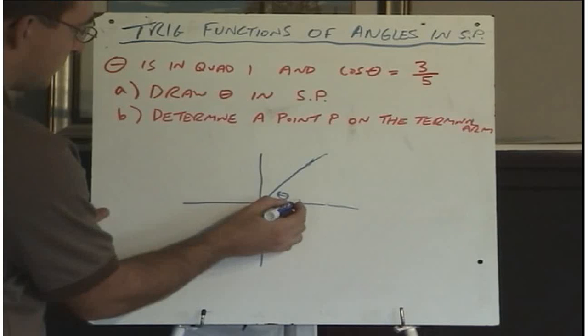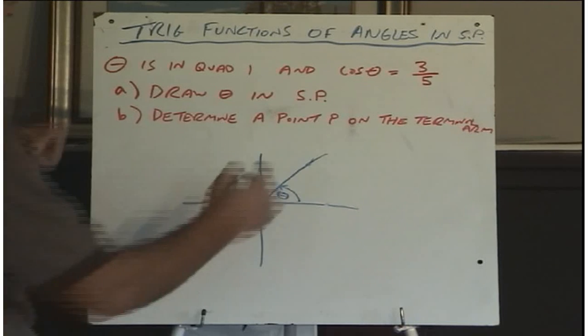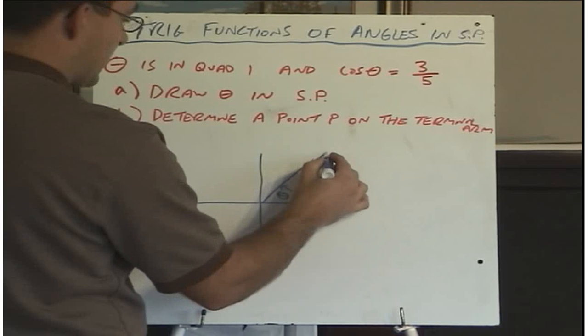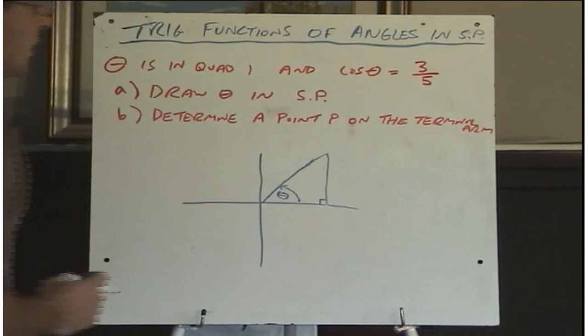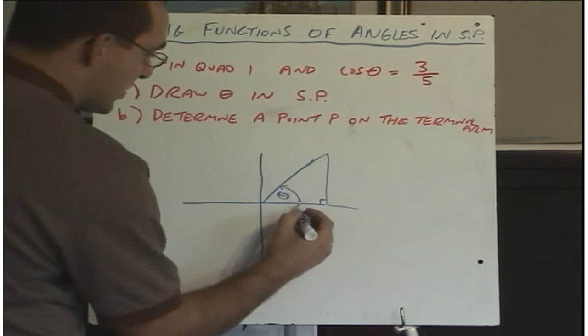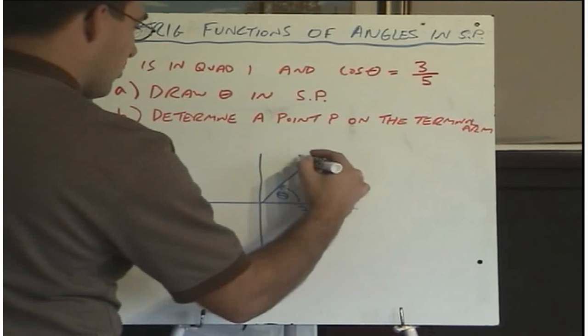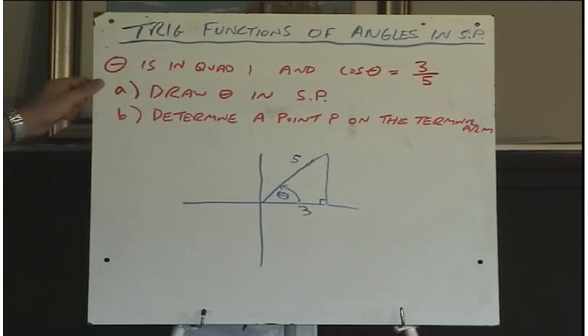Okay, so there's angle theta. I need to make sure that the cosine of that angle is 3/5, so I'm going to drop my perpendicular down to the x-axis. Well, cosine is adjacent over hypotenuse. All right, so I've drawn the angle in standard position.